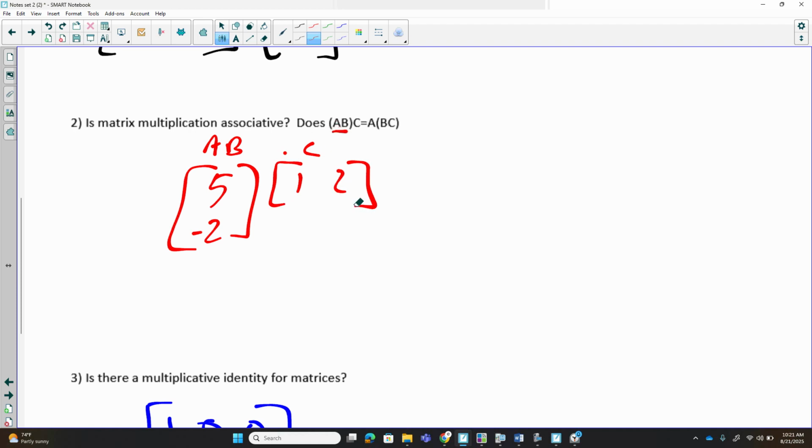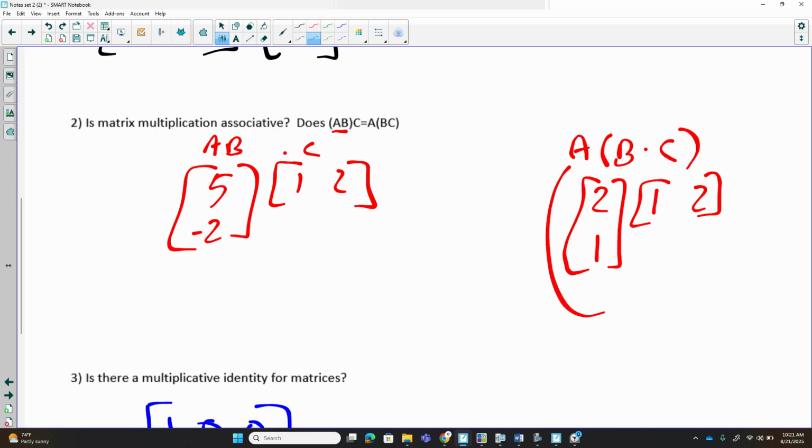Or we're going to take A and multiply it times B times C. C I know is 1, 2. Now you have to do them in order. And B was 2, 1. So I'm going to multiply those first. Then I'm going to multiply A. And A happened to be something larger, wasn't it 2 by 2? 2, 1, negative 1, 0, times whatever that result is. All right. So we're going to check to see if it's associative.